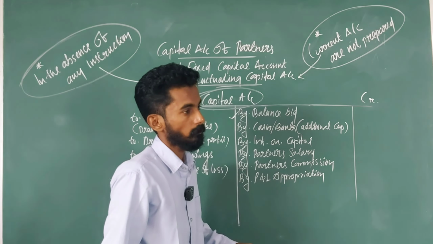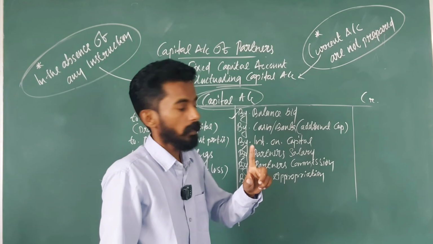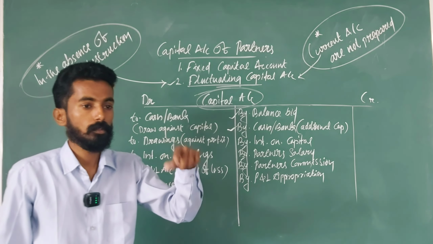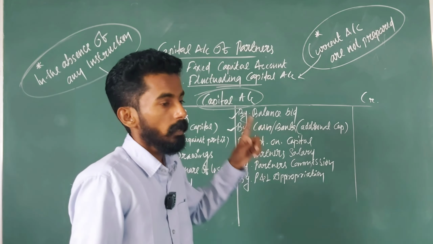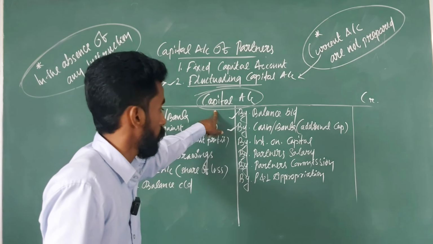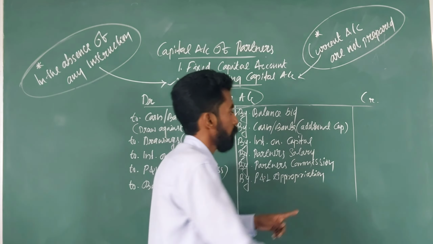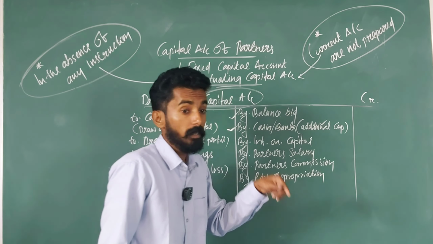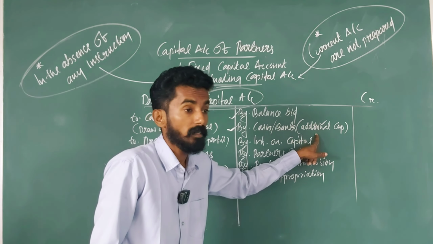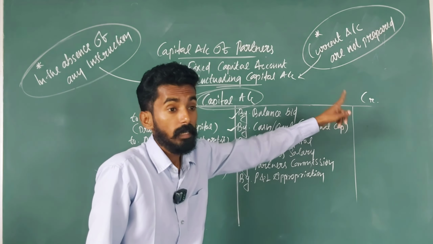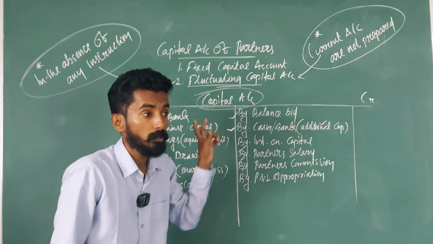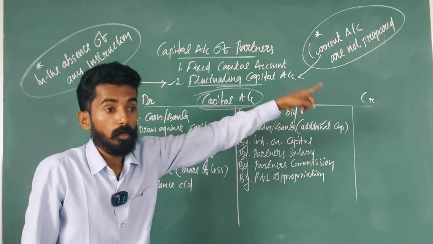Another item, that is if a partner is going to contribute additional capital into the business. What is the journal entry? Cash or bank account debited to partner's capital account, that you can see here, additional capital contributed. But in case of fixed capital method, where did we adjust this transaction, current or capital account? Capital account. Additional capital contributed by a partner goes to capital account.